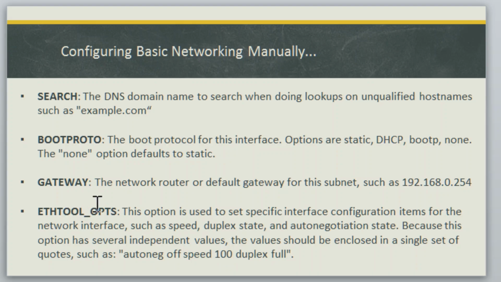ETHTOOL_OPTS. And this option is used to set specific interface configuration items for the network interface, such as speed, duplex state, and auto negotiation state. Because this option has several independent values, the values should be enclosed in a single set of quotes, such as, and we have quotation mark, autoneg off, speed 100, duplex full, quotation mark, okay?